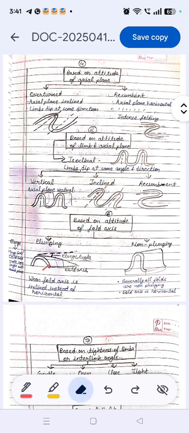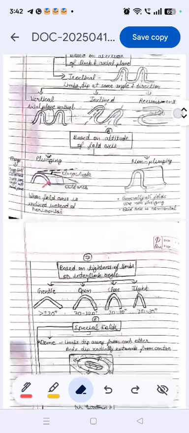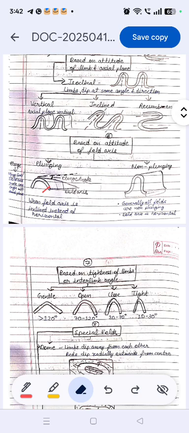And based on the attitude of the limb and the axial plane, isoclinal, limbs dip at the same angle and direction. Here it is classified into three types: vertical, inclined, and recumbent. Vertical has axial plane vertical, inclined has axial plane inclined, and recumbent has axial plane horizontal. Then based on the attitude of the fold axis, plunging and non-plunging. Plunging means that the fold axis is inclined instead of horizontal.